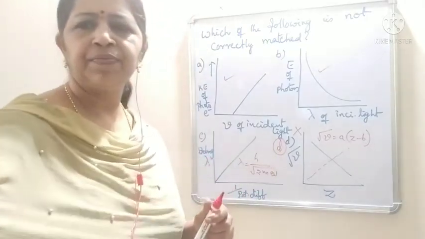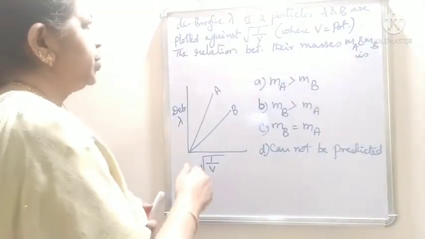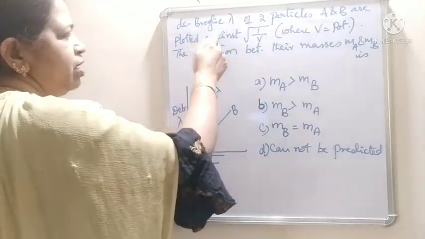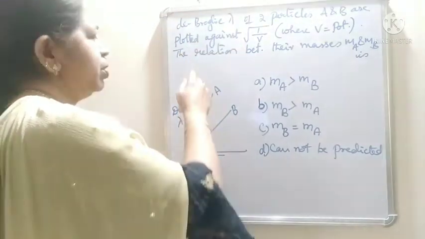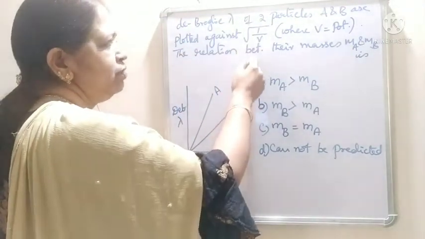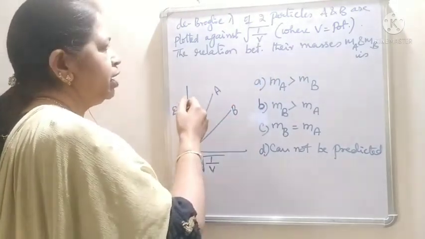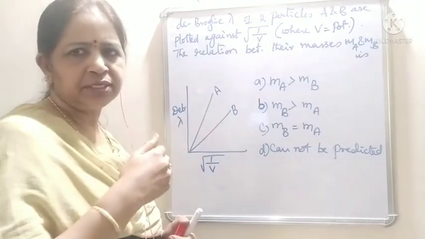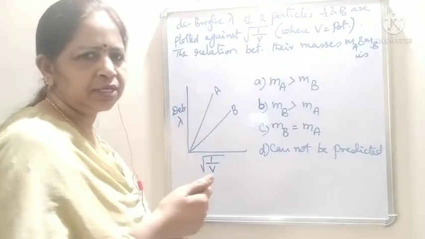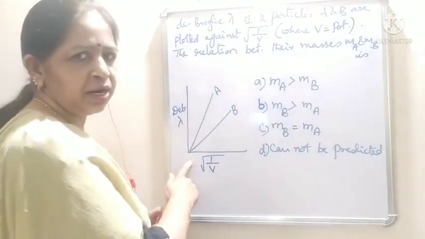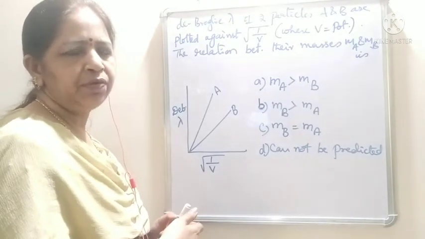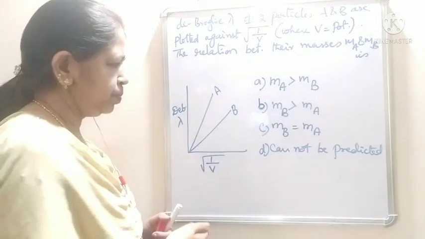Okay students. Now, let us see the next question. It is de Broglie wavelength of two particles A and B are plotted against under root of 1 by V, where V is the potential associated with particles A and B, and what is the relation between their masses? That is the question asked in this. From these graphs, we should get what is the relation between masses of A and B.